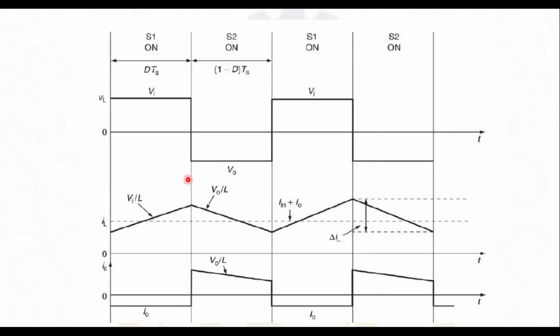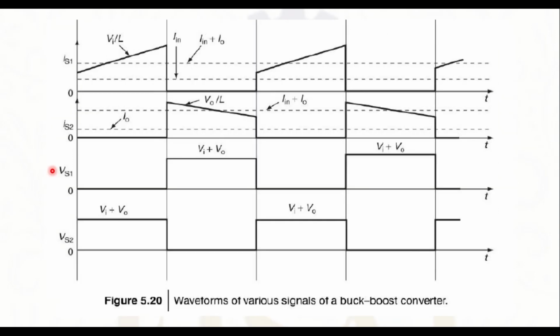Now we will see the waveform which represents the operation of the buck boost converter. Like we discussed in the previous case, there are certain signals which we are considering for the analysis. They are the voltage across the inductor, represented as VL, the current through the inductor, represented as IL, the current through the capacitor IC, then the load current, the current through the switches S1, S2, and the voltages across the switches S1 and S2.